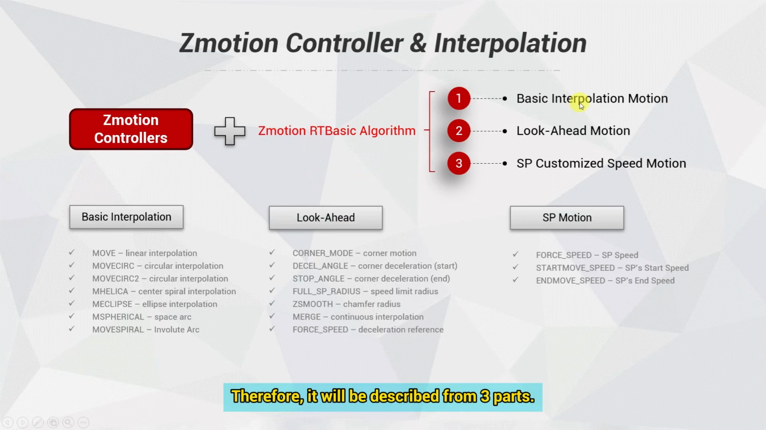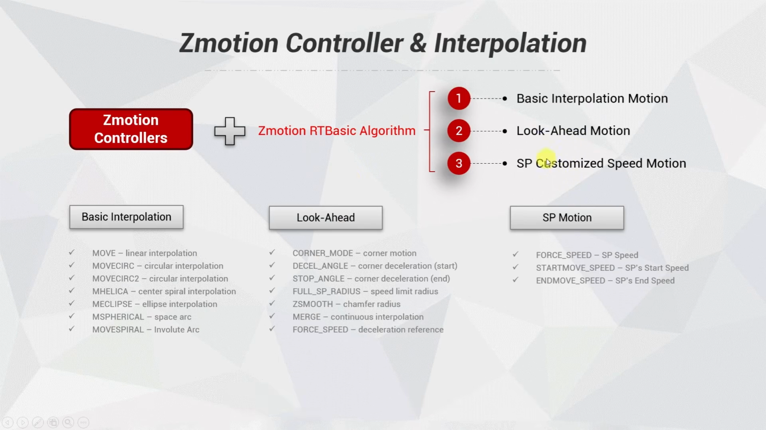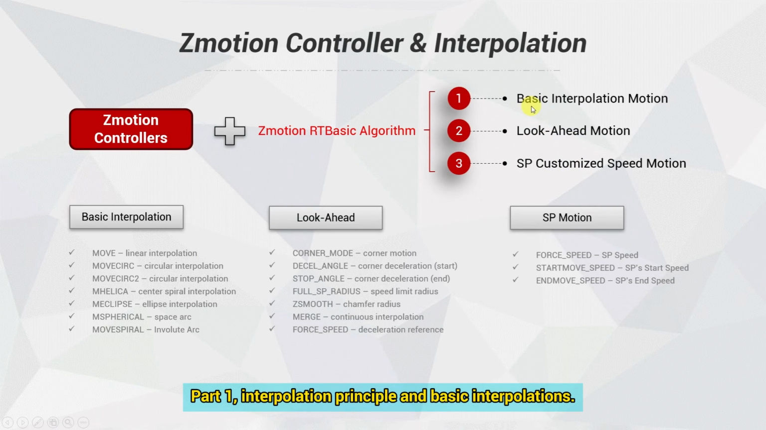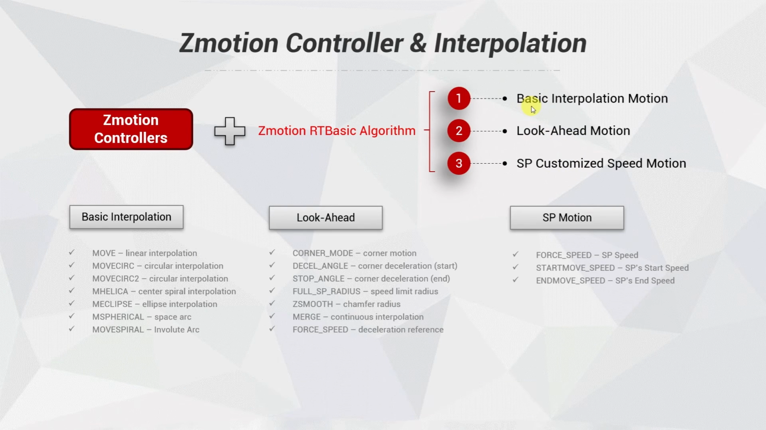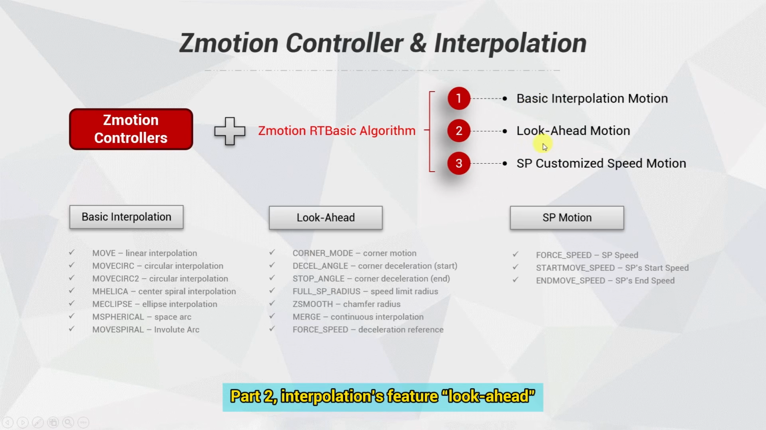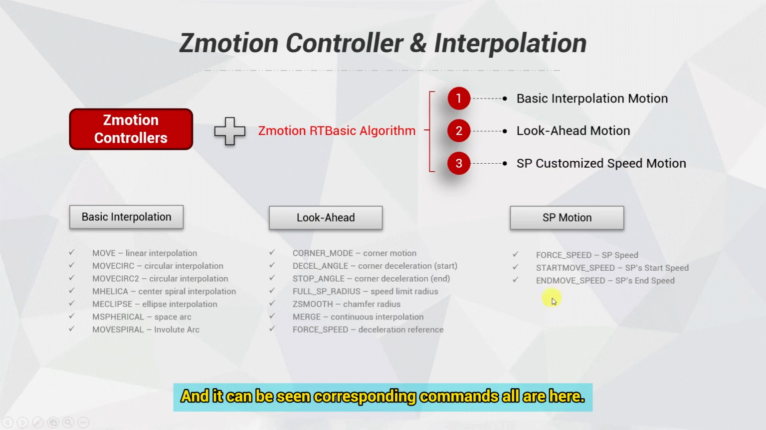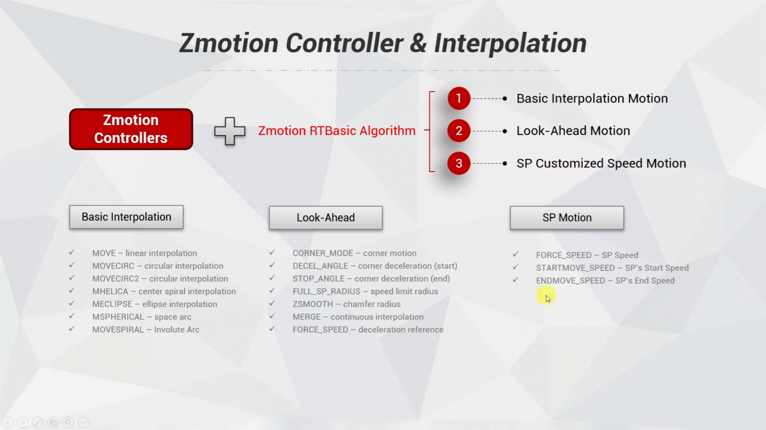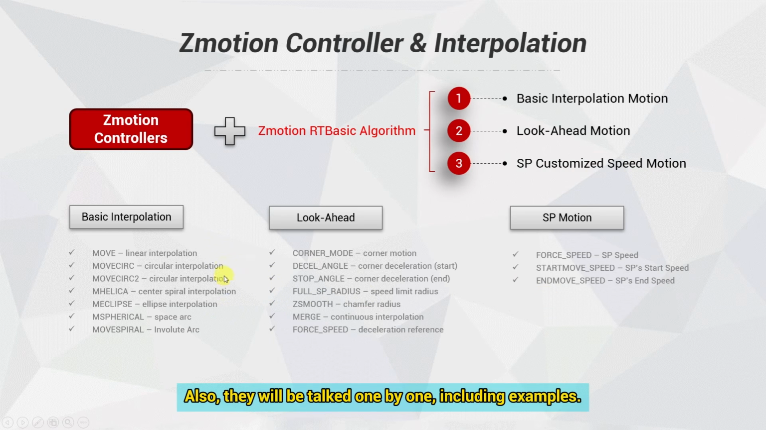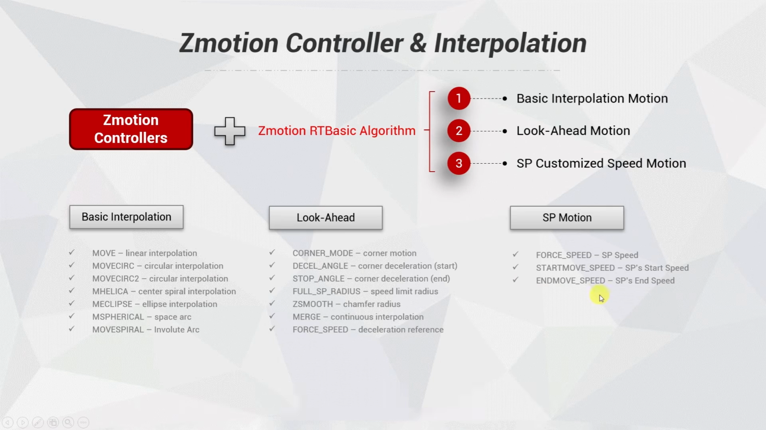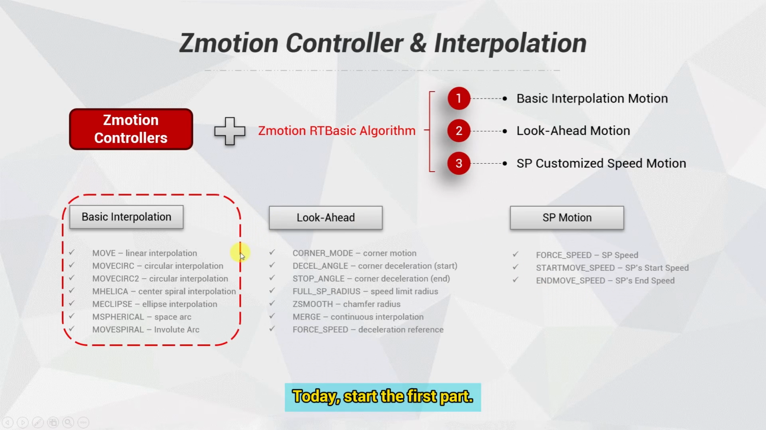Therefore, it will be described in 3 parts. Part 1, Interpolation Principle and Basic Interpolations. Part 2, Interpolations Feature Look Ahead. Part 3, Interpolations Feature Self-Defined Speed SP. And it can be seen corresponding commands all are here. Also, they will be talked about one by one, including examples. Today, we start the first part.